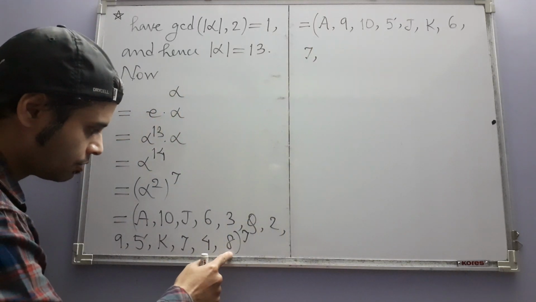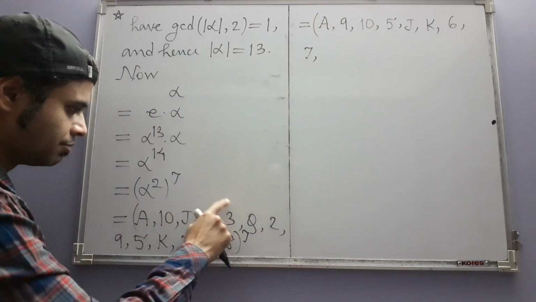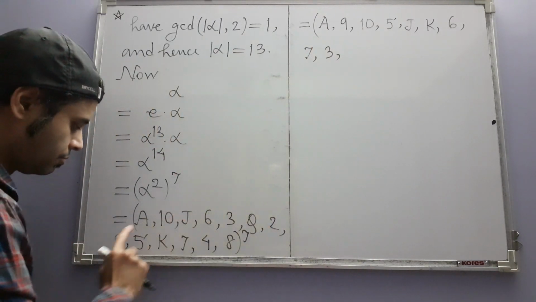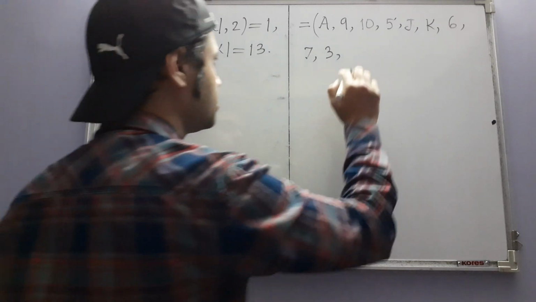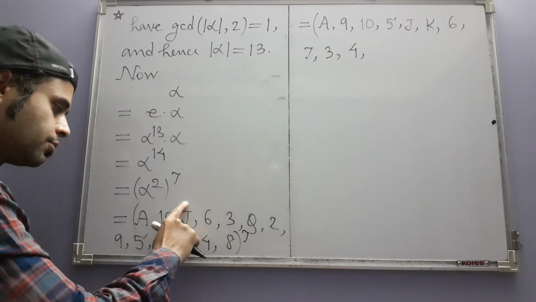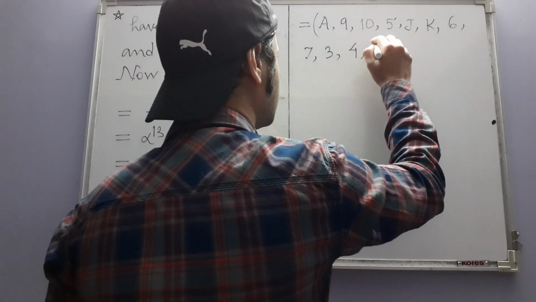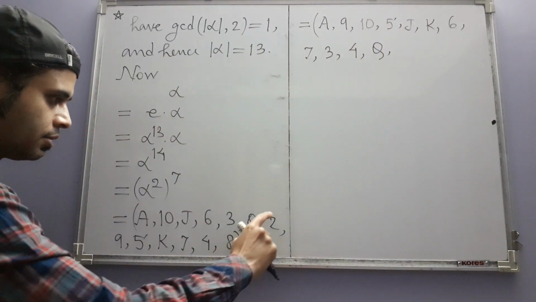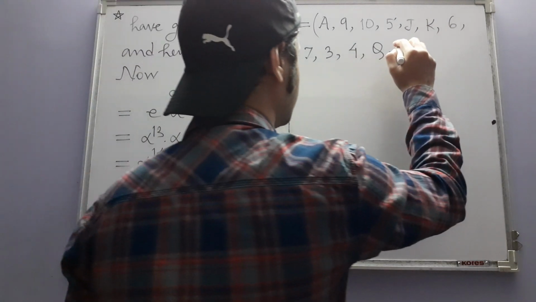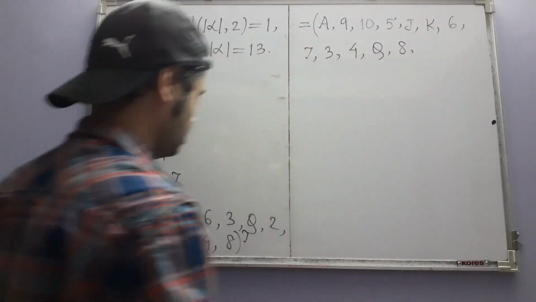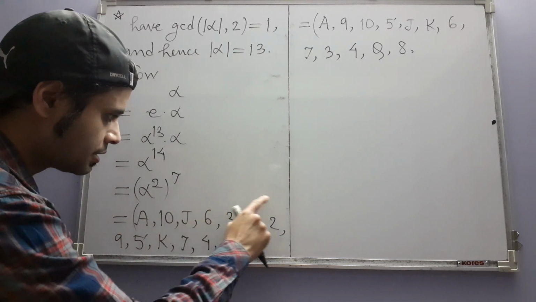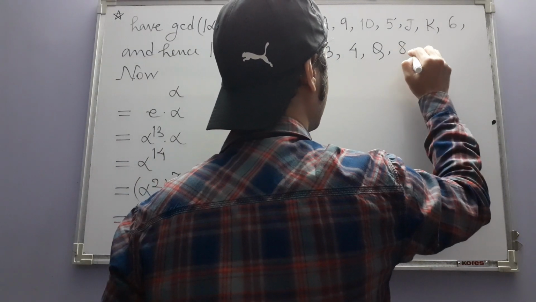Then 7 goes to 1, 2, 3, 4, 5, 6, 7. 3. 3 goes to 1, 2, 3, 4, 5, 6, 7. 3 goes to 4. 4 goes to 1, 2, 3, 4, 5, 6, 7. 4 to Queen. Queen goes to 1, 2, 3, 4, 5, 6, 7. Queen goes to 8. And then 8 goes to 1, 2, 3, 4, 5, 6, 7. 8 goes to 2.